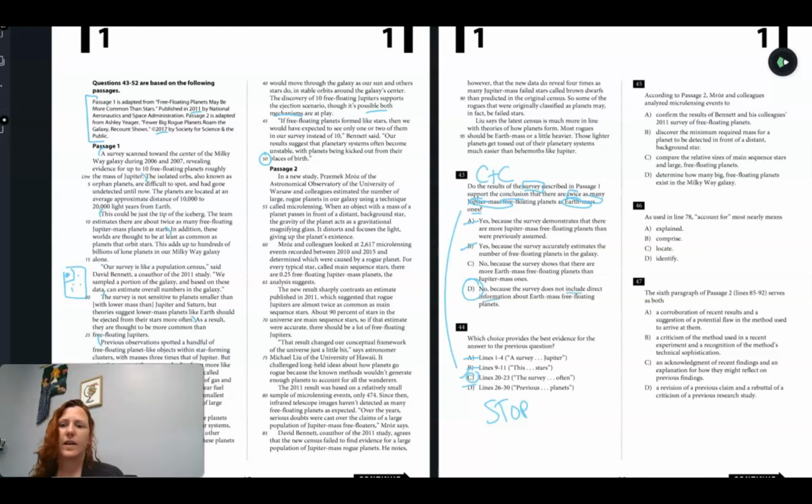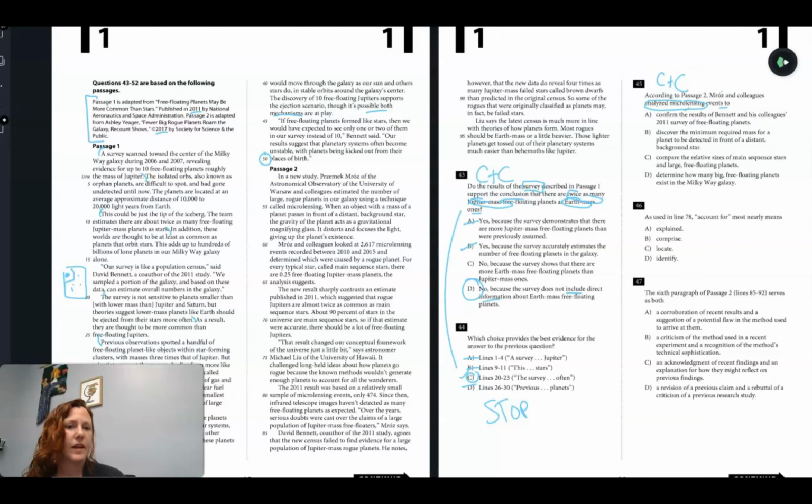All right, so let's diagnose passage 2's questions. As soon as we see both passages referenced, we can stop. According to passage 2, great little content question. It does not have a follow-up, so we're looking for Mroz and his colleagues analyze microlensing events. So this is just why did they analyze microlensing events? That's going to be my key detail, microlensing.